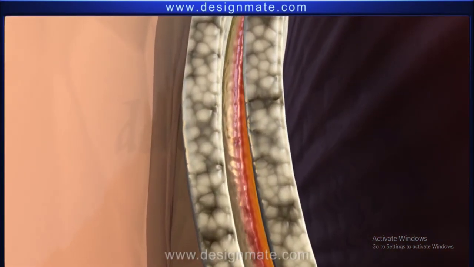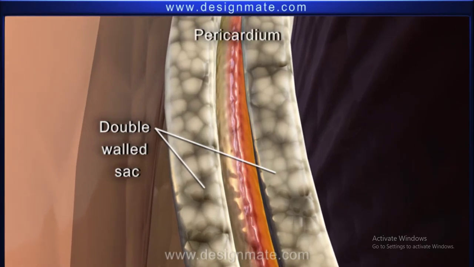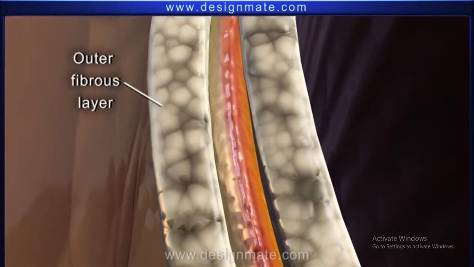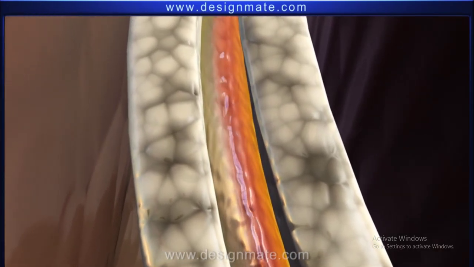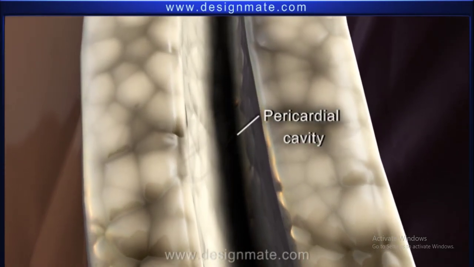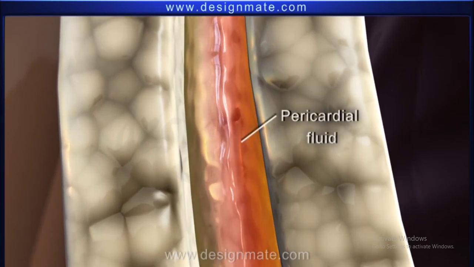It remains enclosed in a double-walled sac called the pericardium. It has an outer fibrous layer and an inner serous layer. Between these two layers is a very narrow space called the pericardial cavity, which is filled with pericardial fluid.